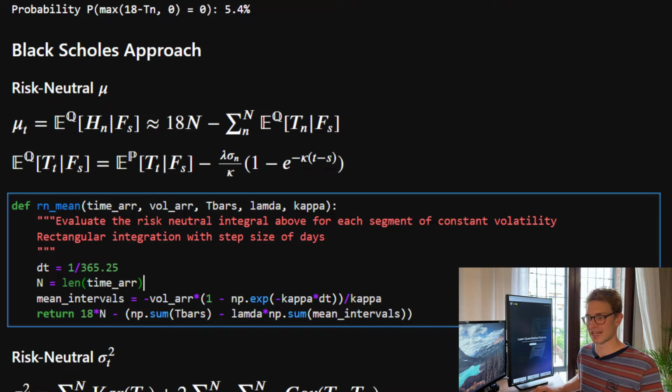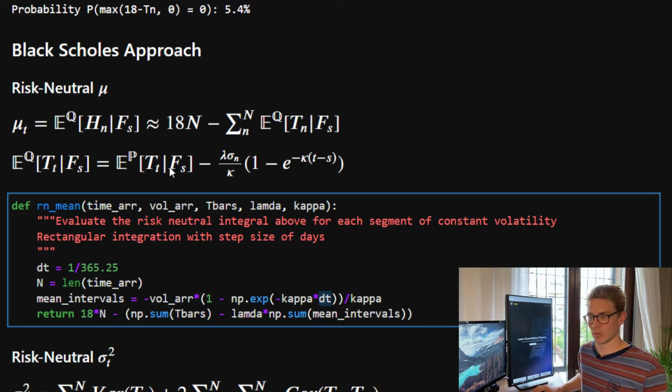And then our mean intervals is going to be this particular term here, which is just the volatility array divided by kappa times 1 minus the exponential of these terms here. So that's just minus kappa times the difference in time.